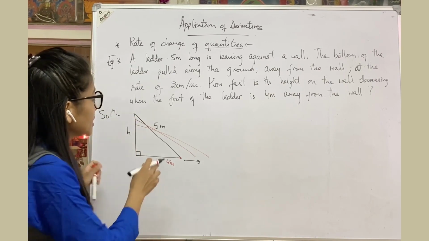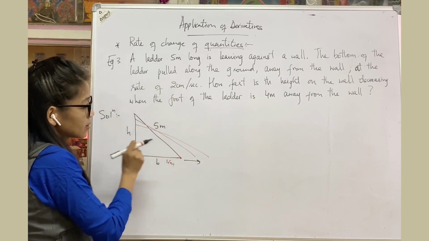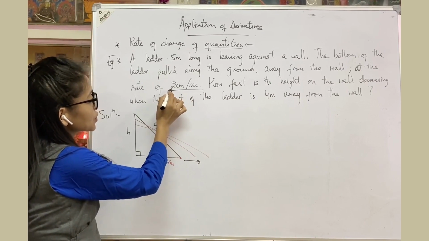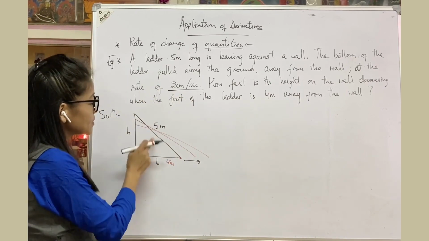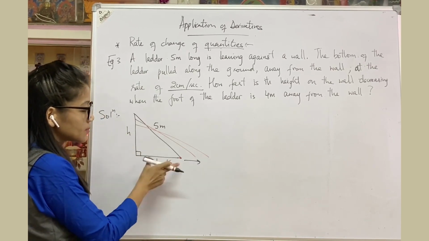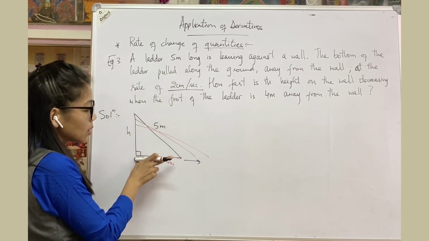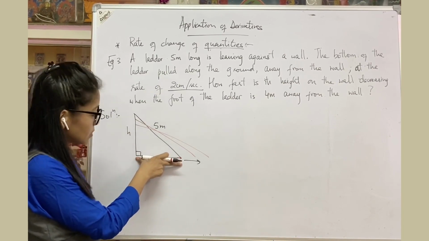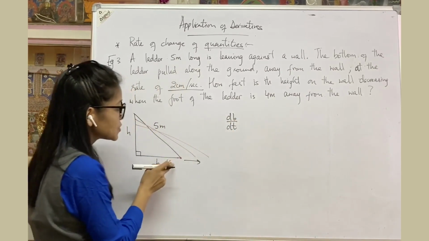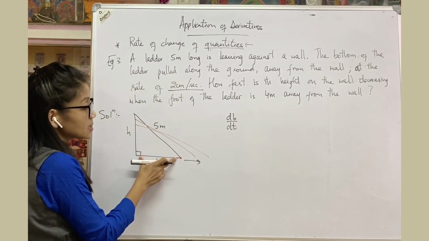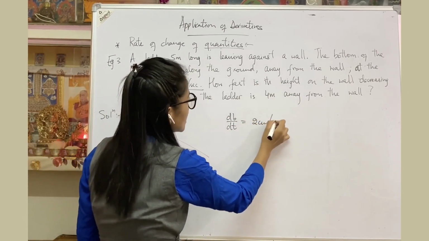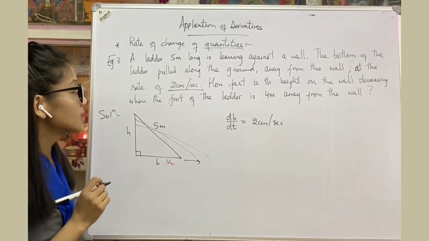Now look here, you are given that the ladder is being pulled away from the ground at the rate of 2 centimeters per second. So you can first introduce the variables here. Let h be the height of the wall and b be the distance between the wall and the bottom of the ladder. So we have db by dt, the rate of change of this distance with respect to time, given as 2 centimeters per second.